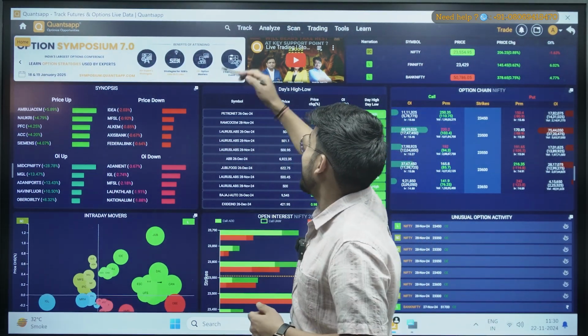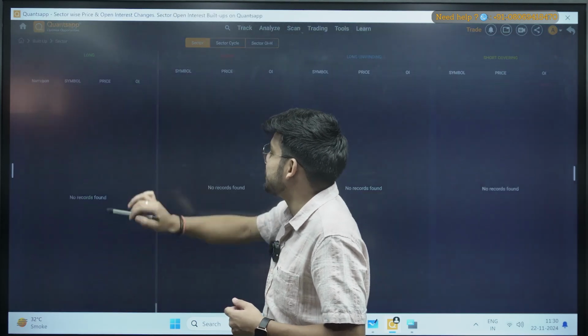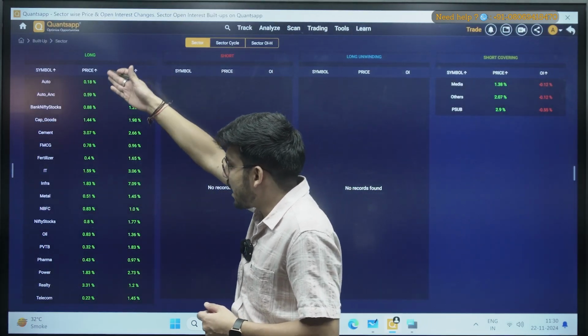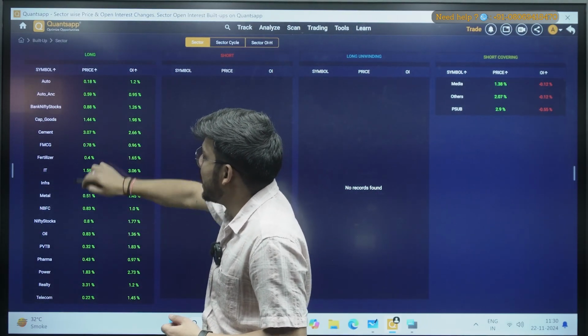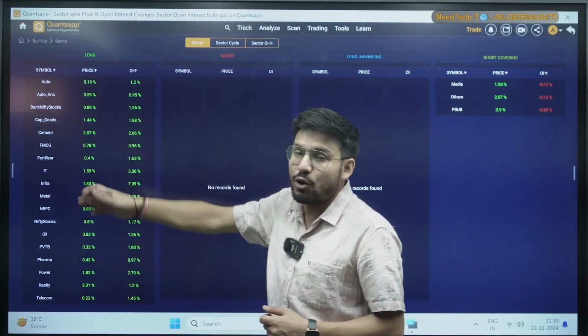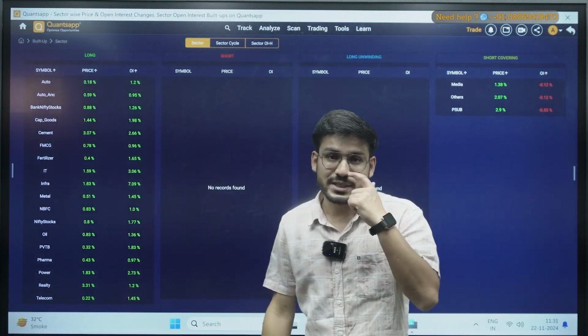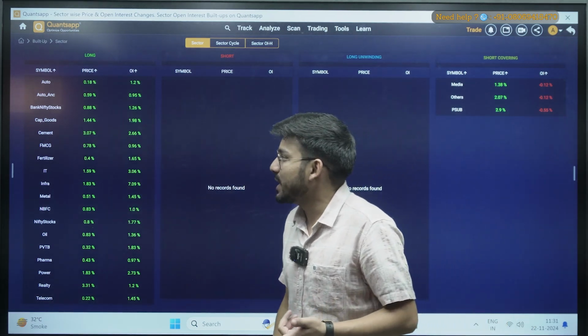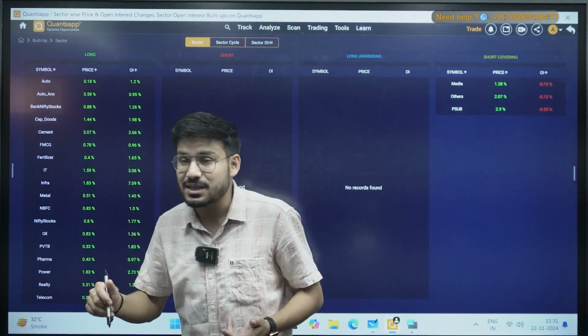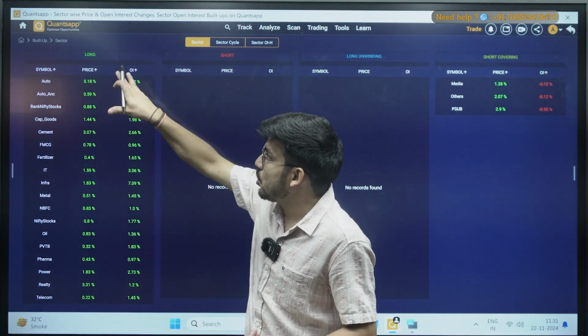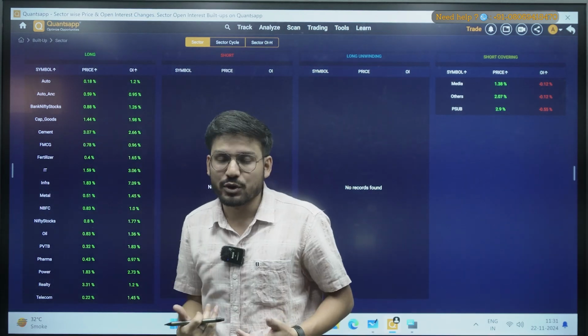So what I will do, I will just go in the track section again in the built up sectors. You can see there are multiple sectors, and almost every sector is in long position today. It means the price is increasing as well as the open interest is also increasing. Now the main question is how we can identify or select the sectors out of all these, because all of these sectors are in long positions, right?